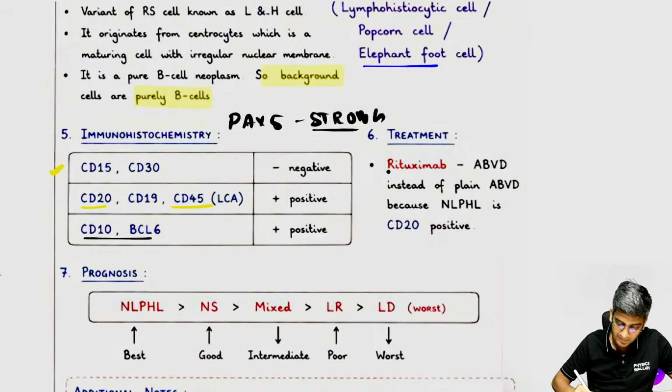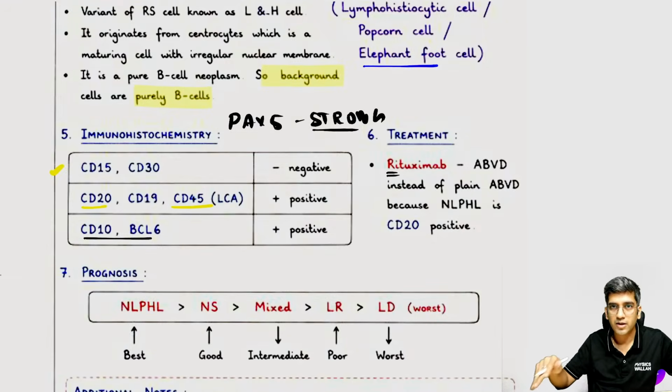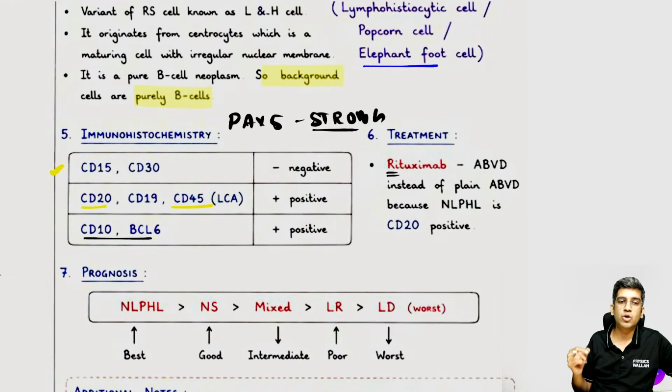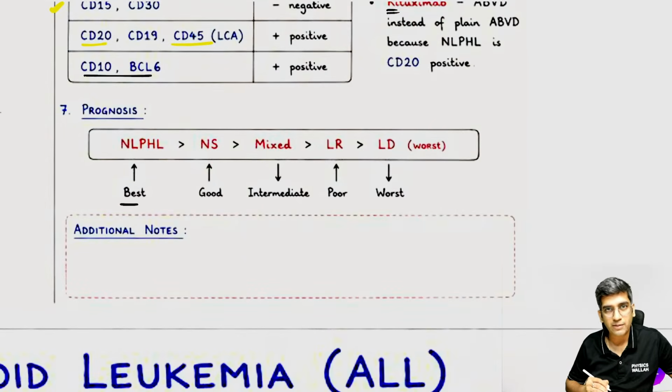Fine. And for the treatment, I'll add one more thing. Because they are CD20 positive, I can add anti-CD20, rituximab, along with the ABVD regimen. You completed pharmacology, you know the treatment for lymphomas, add it to this. Along with ABVD, that's a classical thing for lymphoma, we add rituximab. That makes the prognosis better, right? With respect to prognosis, the best is NLPHL.